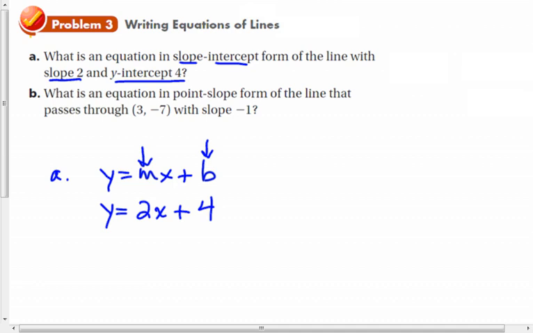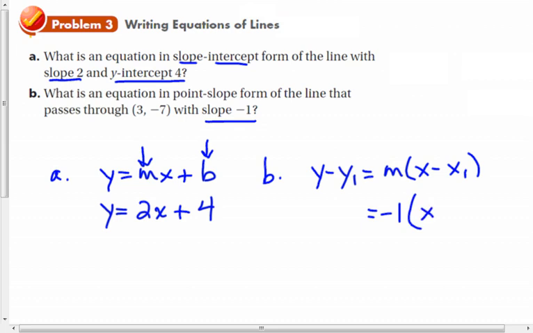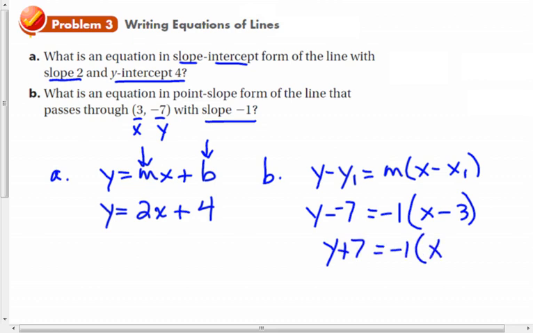For the second part, we want the equation in point-slope form, and that's this one. And we are given that our slope is -1, so we're going to substitute that for m. And our point is 3, -7. So x is 3, y is -7. So we need to subtract -7 from y and subtract 3 from x. And if we simplify that, we get y plus 7 equals -1 times quantity x minus 3. All right, you can try that.